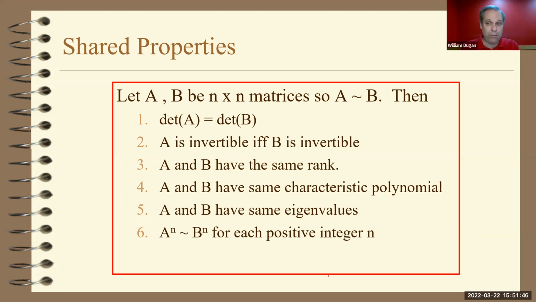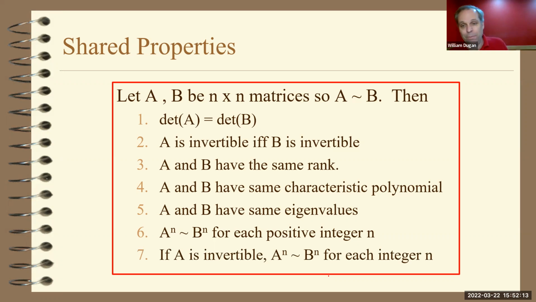Also, if two matrices are similar, then their powers are also similar. That's super useful. This is actually one of the reasons we even discuss similarity, is that little algebraic fact. Now that's only true for positive integers, because we can't use negative integers unless the matrix A is invertible. But if the matrix is invertible, then B is invertible, and then A to the n is similar to B to the n, actually for all integers, either positive or negative. So that's really neat. I won't prove all of these, but they're nice things to know.